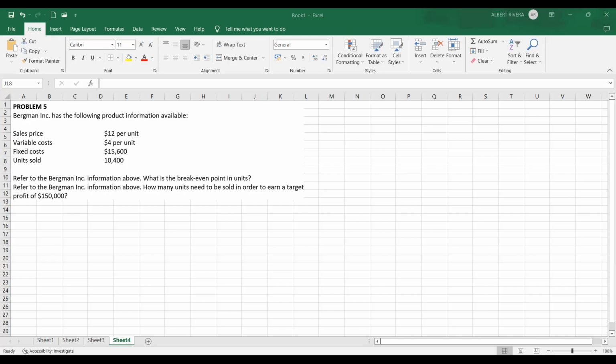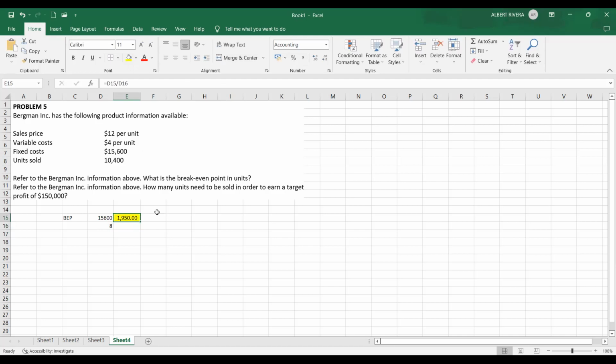Okay, let's solve problem 5. So what is the break-even point in units? That is your fixed cost divided by the CM per unit. The fixed cost here is 15,600. And the CM per unit here is 12 minus 4, this is 8. So this is 15,600 divided by 8. And this is 1,950. The answer in item 1, first question.